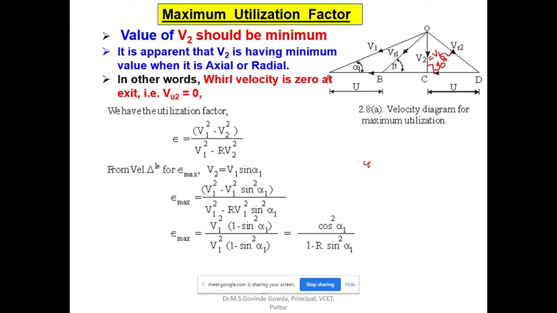So we have the utilization factor given by epsilon equal to (V1 square minus V2 square) by (V1 square minus R V2 square). This is the relation between utilization factor and degree of reaction. So we know that V2 equal to V1 sin alpha 1. Substituting that, we get V1 square minus V1 square sin square alpha 1, over V1 square minus R V1 square sin square alpha 1. How can we say that? Are you getting it? How can we say this?